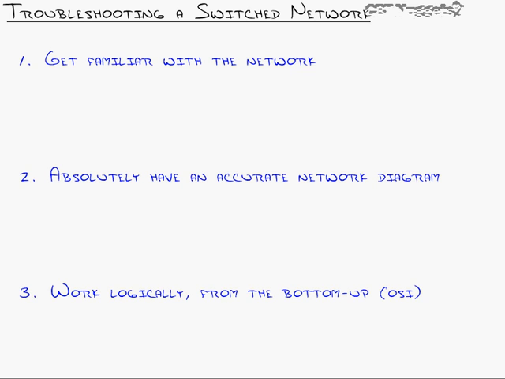So troubleshooting switch networks, thankfully, with those two things in place, with familiarity, that's a tough one to say, and an accurate network diagram, it shouldn't be too bad. There's not too much that can go wrong at layer 2. Now, don't take that to say that there's nothing bad that can happen at layer 2. There's all kinds of crazy stuff that can go on. But if you are familiar and have an accurate network diagram, you're 90% of the way there.